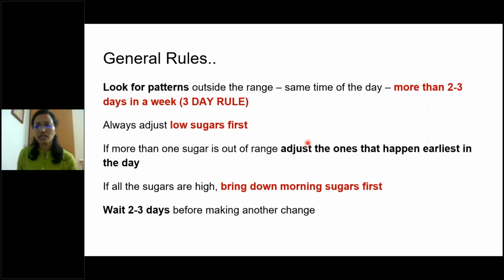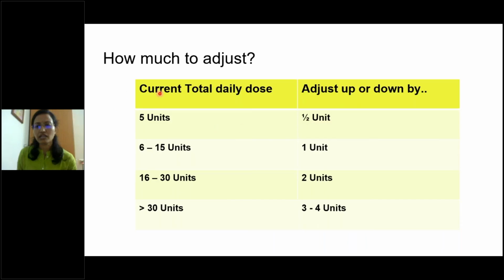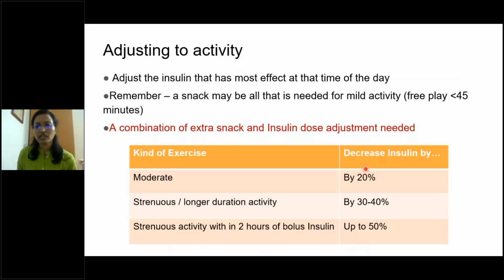So if morning sugars are high, for example, consistently for 3 days, then you're going to adjust the bedtime Lantus. You increase the bedtime Lantus and then wait for 3 days before making another change. So how much to increase is based on the total daily dose. This is the average daily dose for many kids. So we go by 1 unit increment or decrement. For older children, 2 units increment or decrement. So I'll skip this.